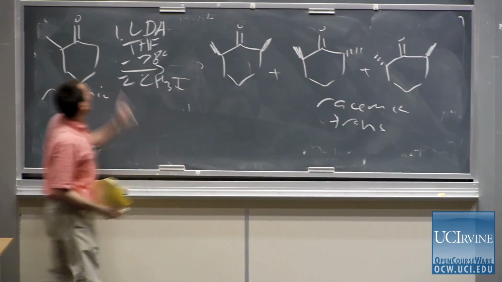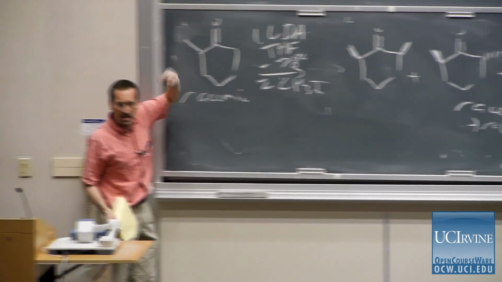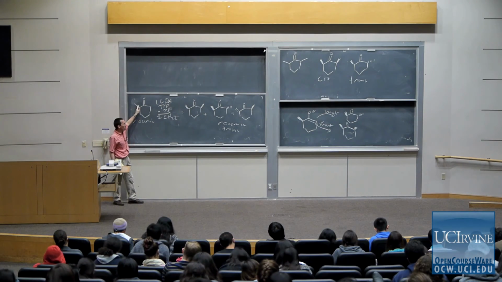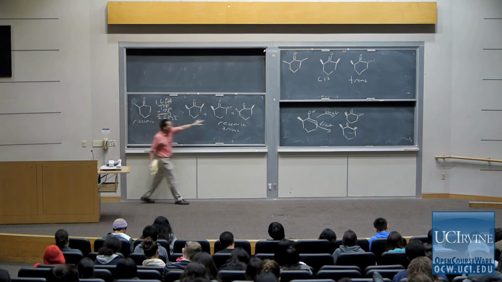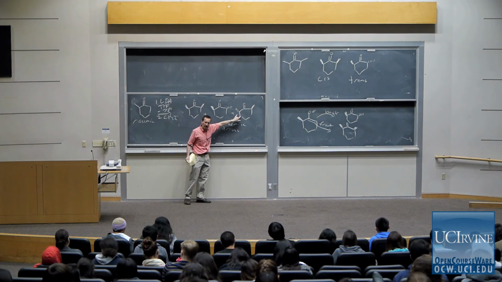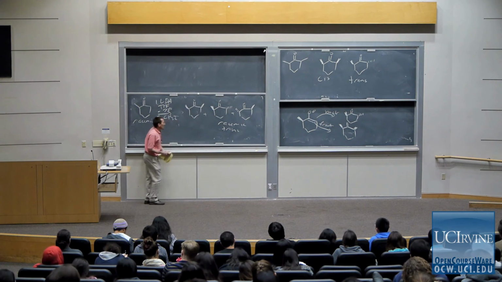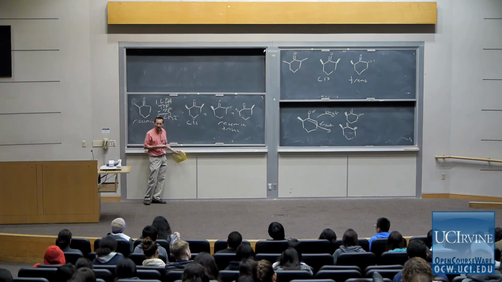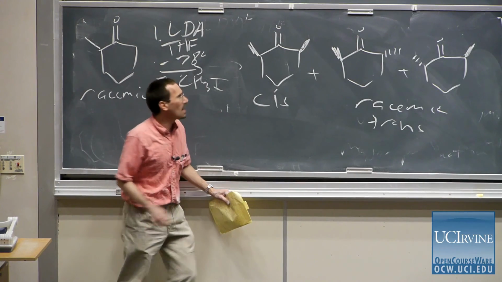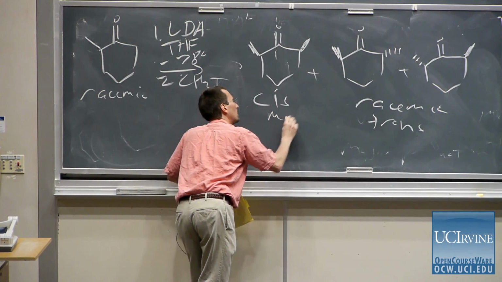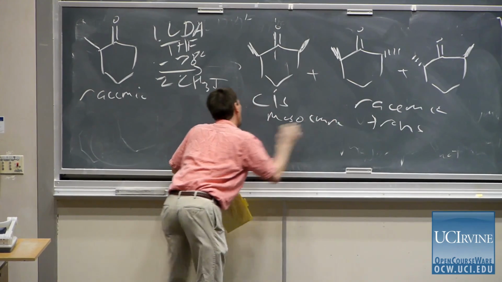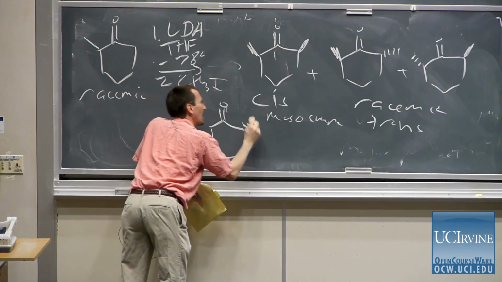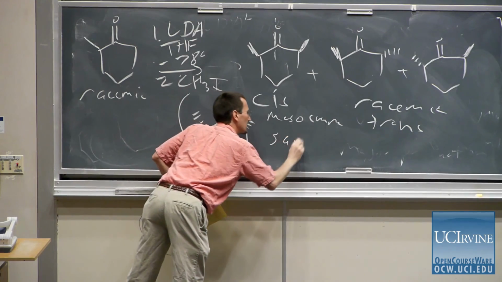In other words, we generate our enolate, and the methyl group, if it adds opposite the methyl group, depending on whether this methyl group is out or back, we're going to get the racemic compound. In the case of the cis compound, if it adds from the same face, the cis compound is a meso compound. So in other words, whether I draw it like this or I draw it like this is just the self-same thing.